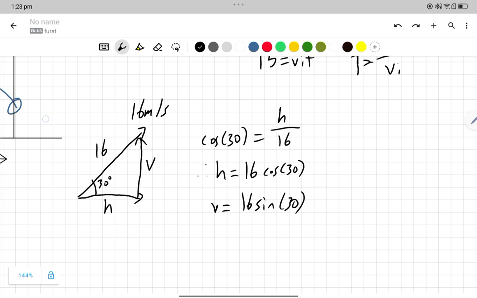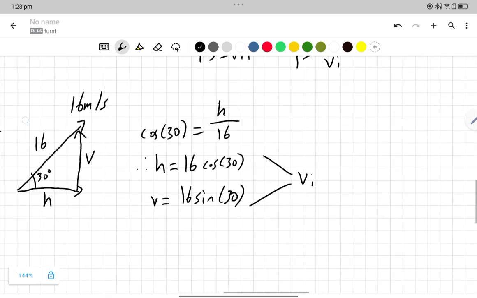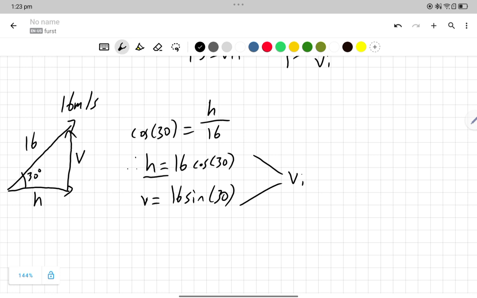So both of these make up the initial velocity. This is in terms of the horizontal. This is the horizontal initial velocity, and this is the vertical initial velocity. Which one are we going to use? This one.